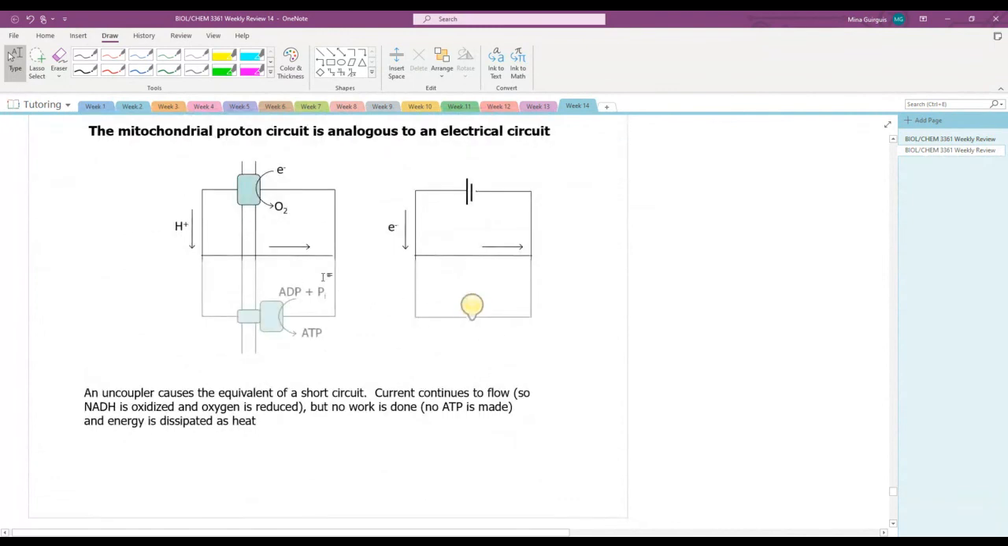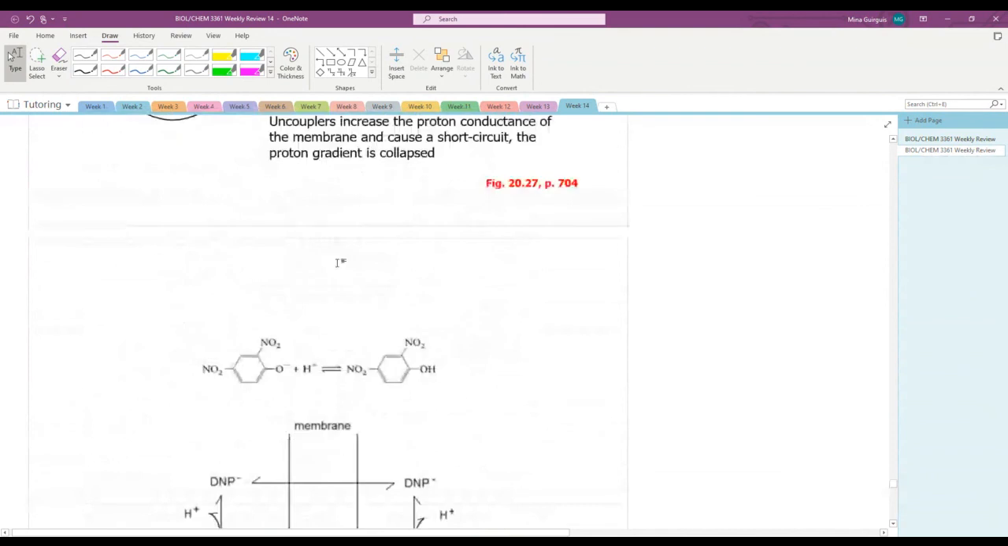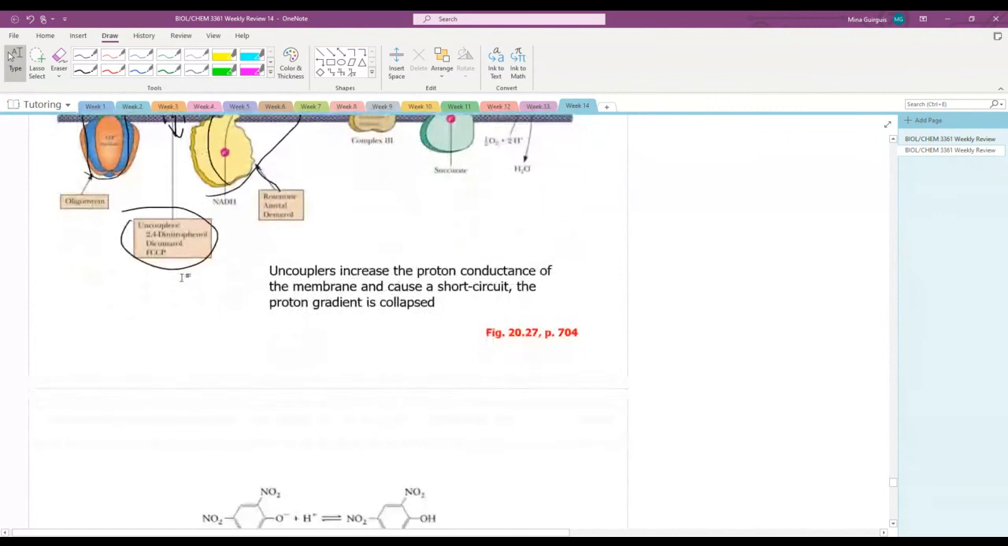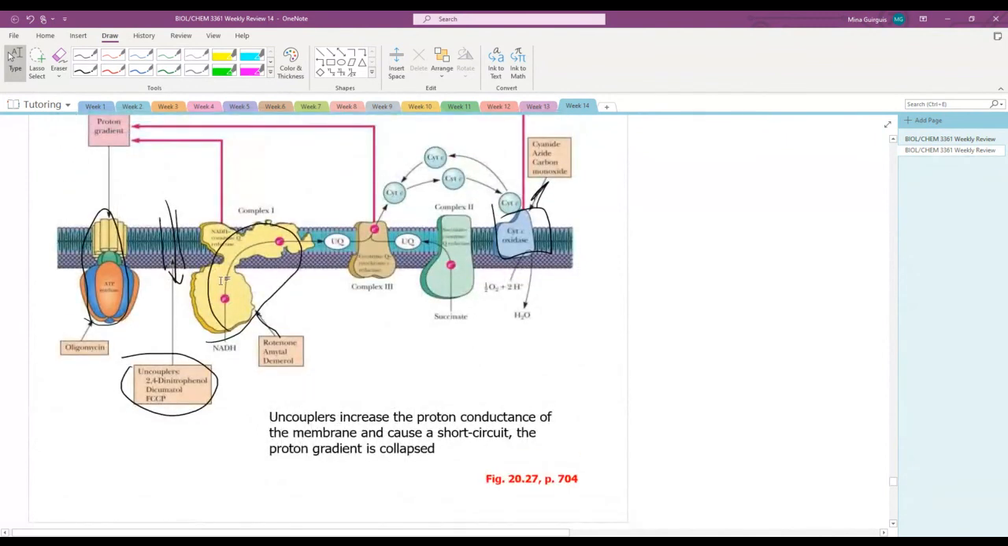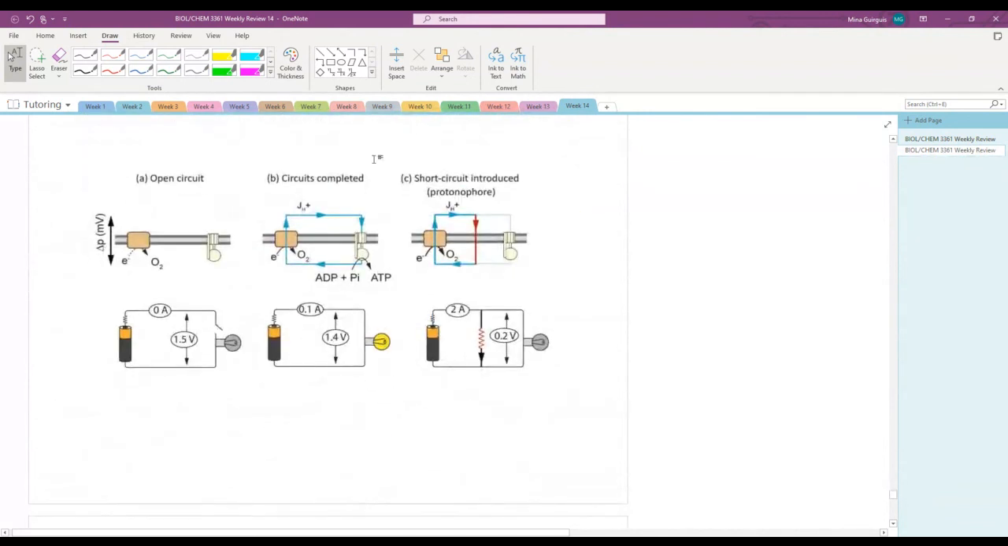Okay, so an uncoupler is effectively a short circuit. It cuts out ATP synthase, stops the work from being done, and dissipates the energy. So that's why these three, DNP, or dinitrophenol, dicumarol, I apologize, I can never pronounce that, and FCCP, make it so that all this work that our four complexes do is for nothing, because they circumvent ATP synthase. And this is a great example. The short circuit is introduced, no light is on.